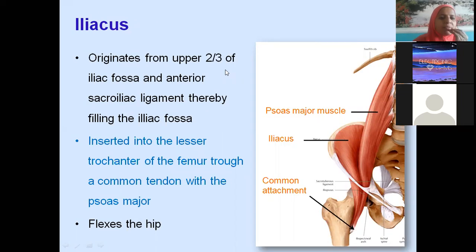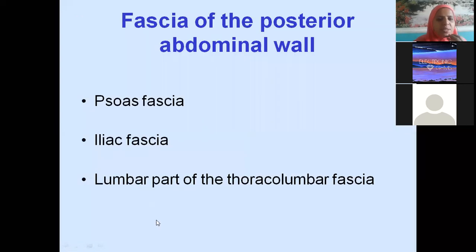So iliacus is originating from the iliac fossa, the upper two-thirds of the iliac fossa and the anterior sacroiliac ligament. It is completely filling the iliac fossa, and it is getting inserted into the lesser trochanter along with the iliopsoas tendon. The word iliopsoas tendon you should remember, because psoas major and iliacus both join together to form it. The action of this muscle is flexing the hip.